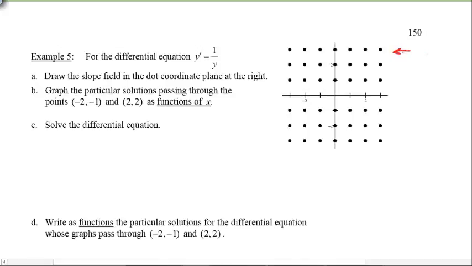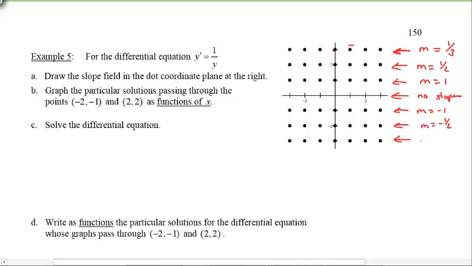So notice here, everybody, this y value is 3, so the slope for all of these points in this area here would be 1 over 3, so 1/3. This is y equals 2, so m equals 1/2 for all the points in that row. m equals 1. Once again here, no slopes. I hope you can see the idea here. This actual slope field is much easier to draw than the one I gave you on the previous page.